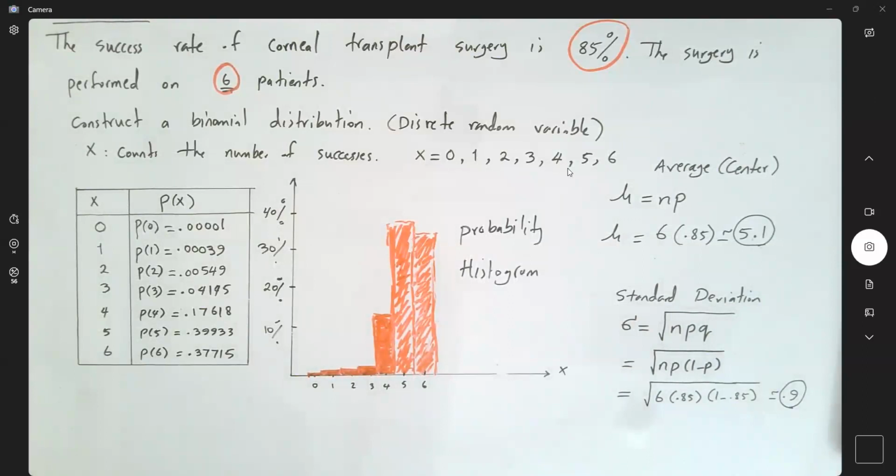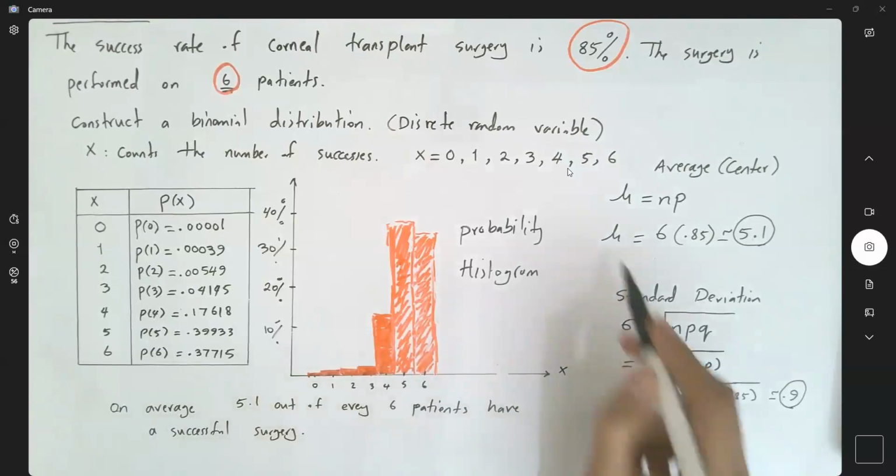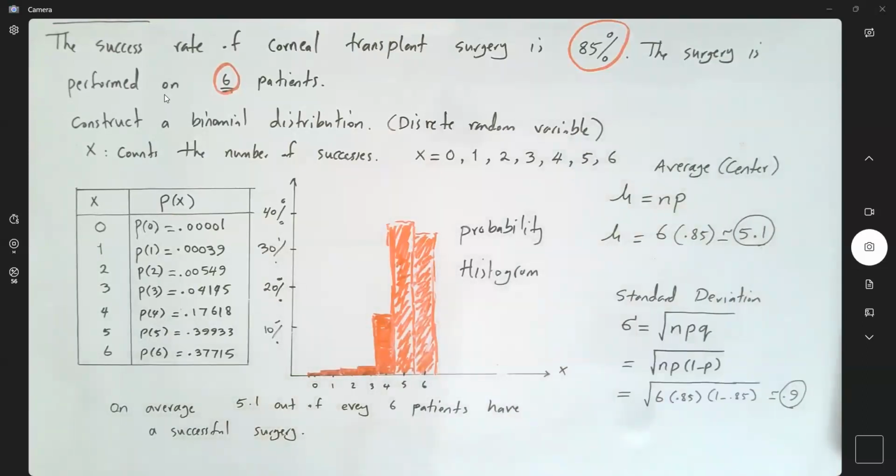So far we have these two pieces of data. So what is the interpretation here? The interpretation is, let me write it down, it's easier. On average, 5.1 out of every six patients had a successful surgery. That's the meaning of the average or the center.